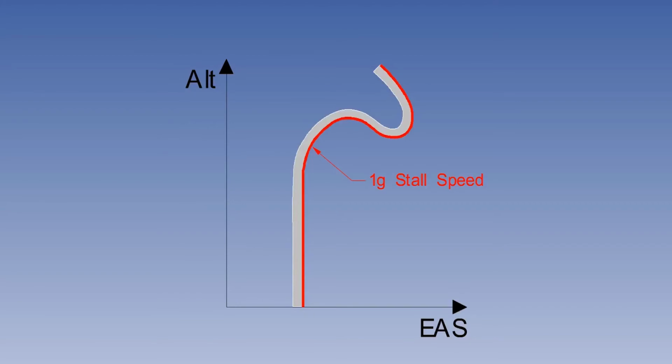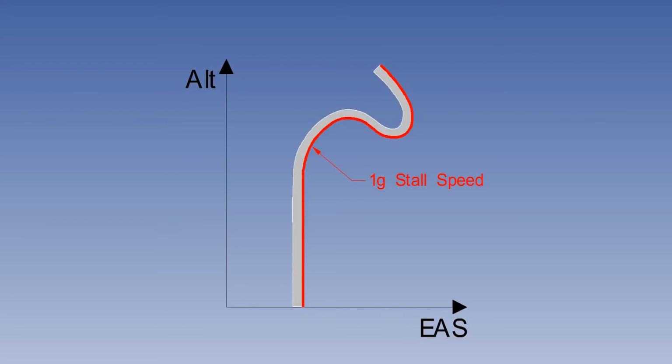This type of curve is called the stalling boundary for the given load factor, in which altitude is plotted against EAS. At the load factor shown, 1G, the aircraft cannot fly to the left of this boundary. You can see that at lower altitudes, stall speed does not vary. This is because the Mach number at the stall is less than 0.4, too low for compressibility to have any effect.